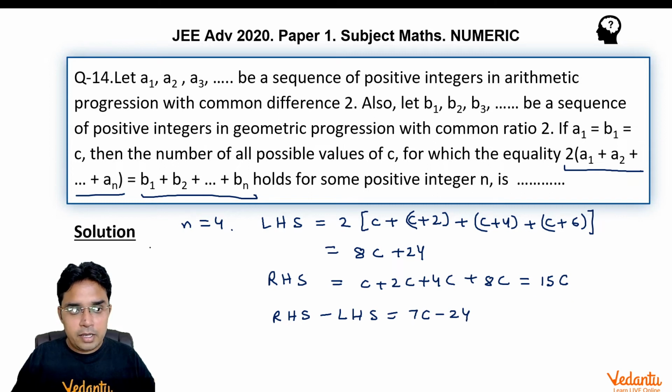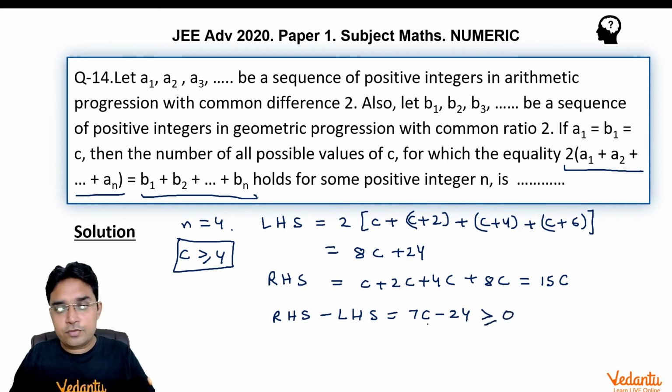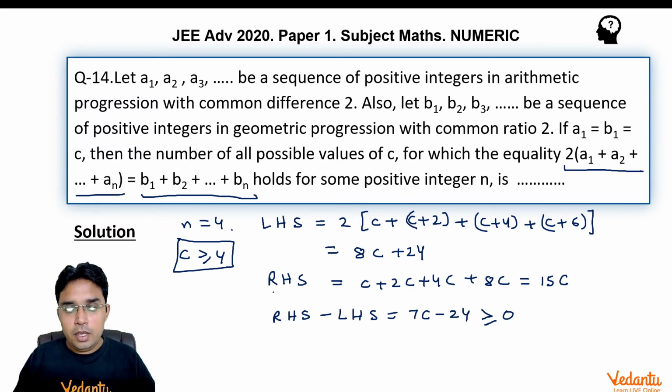Now if you remember, c was greater than or equal to 4. So we can see here that if c is greater than or equal to 4, this right hand side minus left hand side is going to be always positive, because even if I use the least value of c, it will be positive. Now, for n is equal to 4, we have shown that right hand side is going to be more than the left hand side.